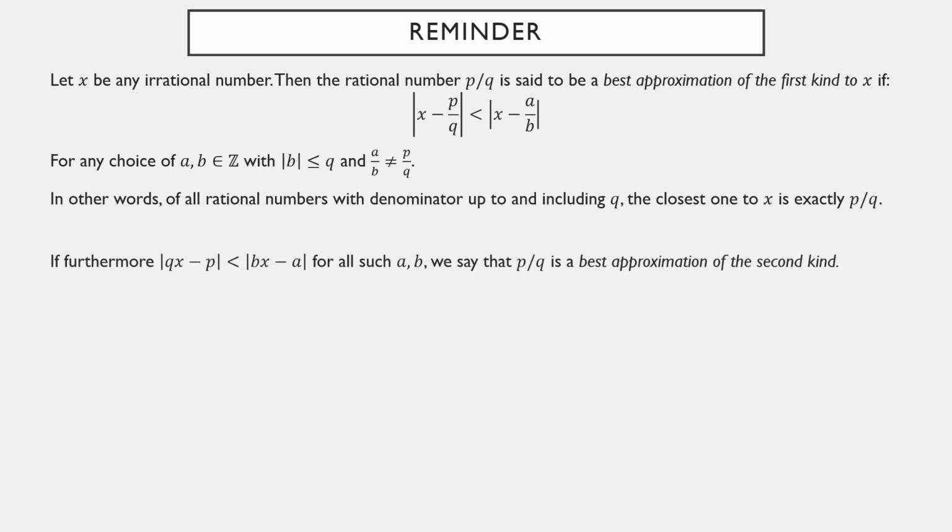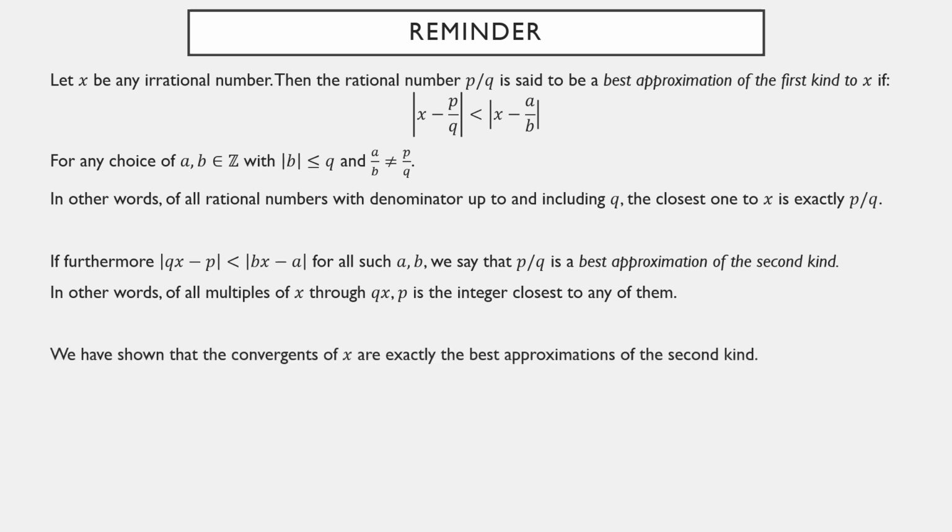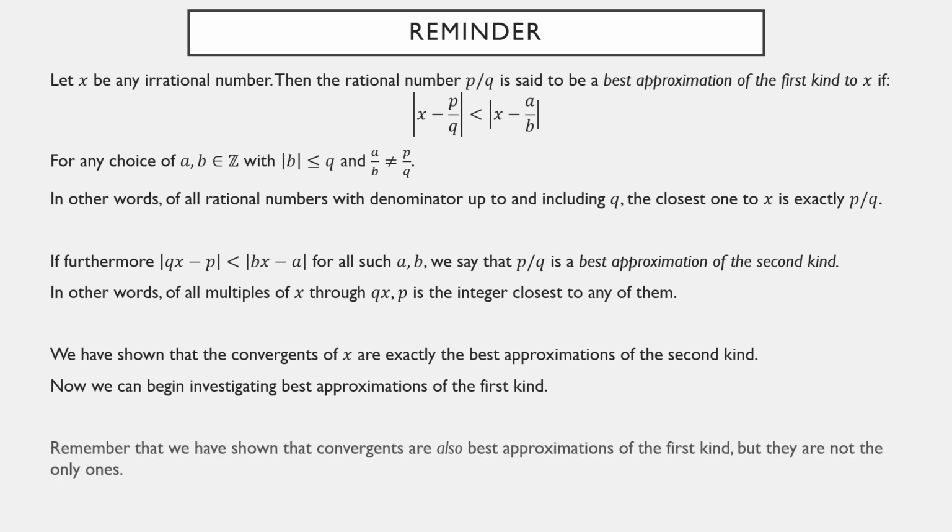If furthermore, multiplication by the respective denominators on each side preserves the same inequality, that's called being a best approximation of the second kind. In other words, of all of the multiples of x through qx, p is the integer closest to any of them. So what we have shown in the previous video is that convergents of x are exactly the best approximations of the second kind, with this possible exception of the first one. Now we can begin investigating, however, the best approximations of the first kind.